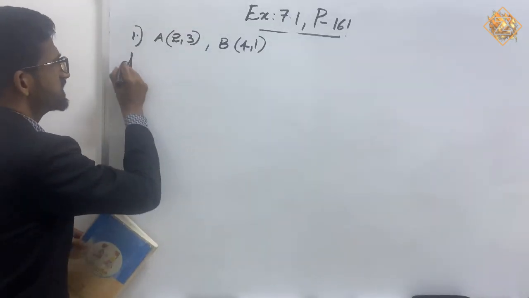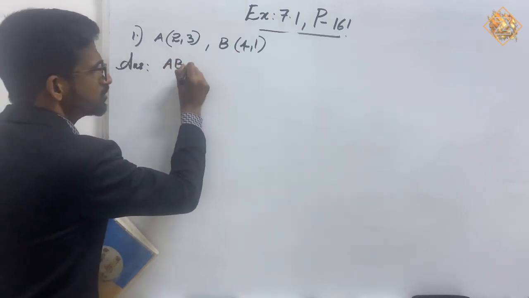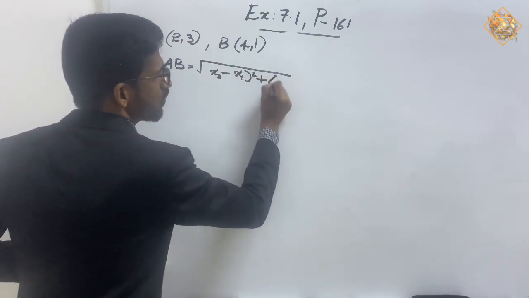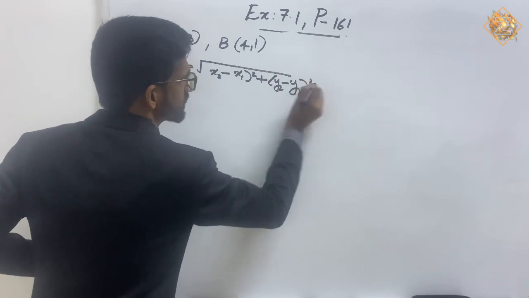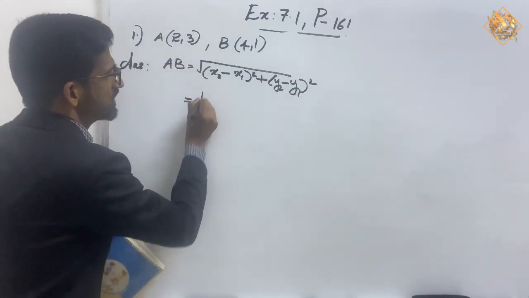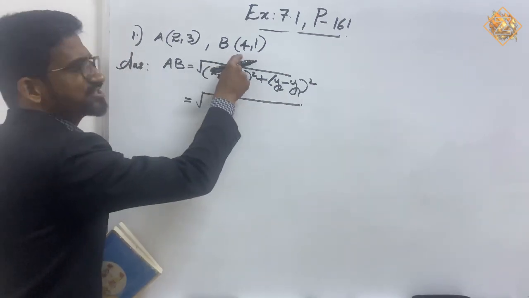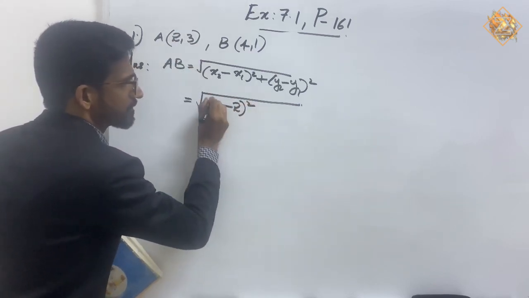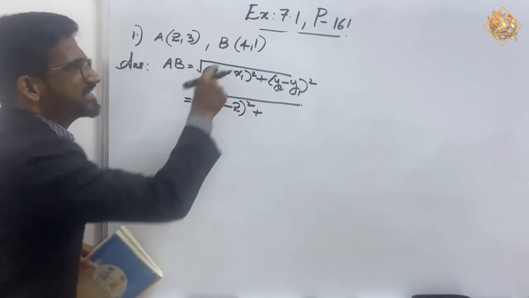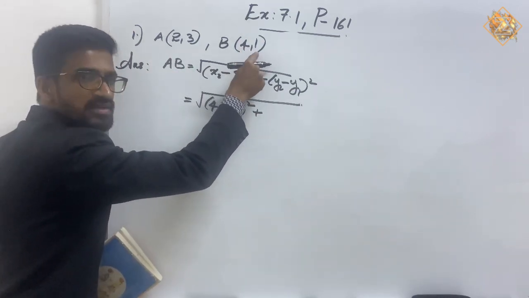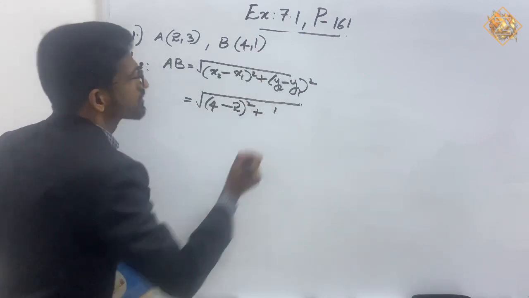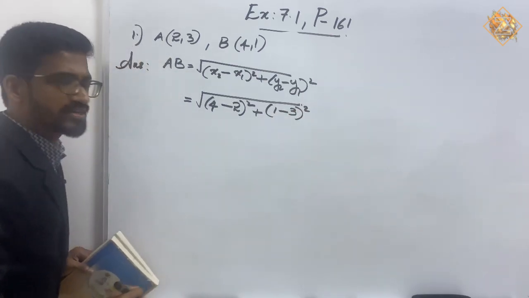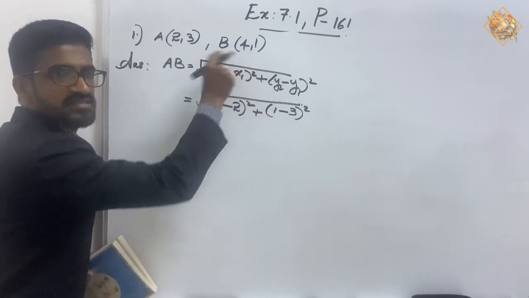Okay, so for that we have the distance formula, AB equal to root of (x2 minus x1) whole square plus (y2 minus y1) whole square, isn't it? Substituting the values here, that's equal to root of (x2, that is 4, minus x1, that is 2) whole square, plus y2 minus y1. When we take x2 from this coordinate, we have to take y1 from the same. That is 1 minus y1, that is what? 3, whole square. Okay, students, when you are taking the x and y coordinates from this, you should be careful.